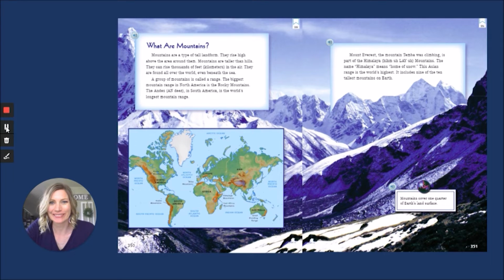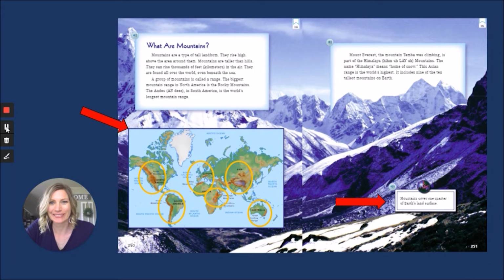The author includes a map showing the mountain ranges around the world. It includes the names of continents and oceans. It also shows that the mountain ranges are on every continent except Antarctica. I can infer that the author wants me to know that mountains are an important part of Earth. The red arrow is now pointing to the feature of a map. A map helps readers understand where something is in the world.